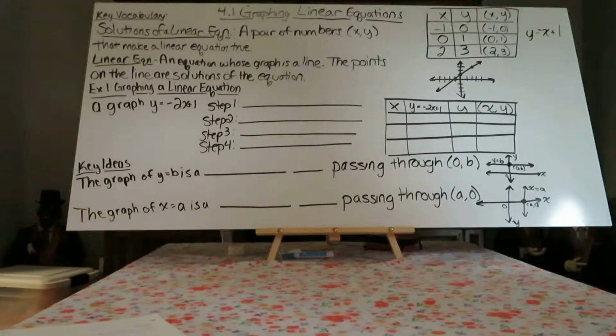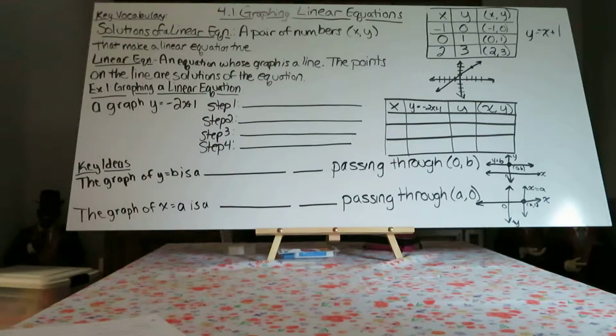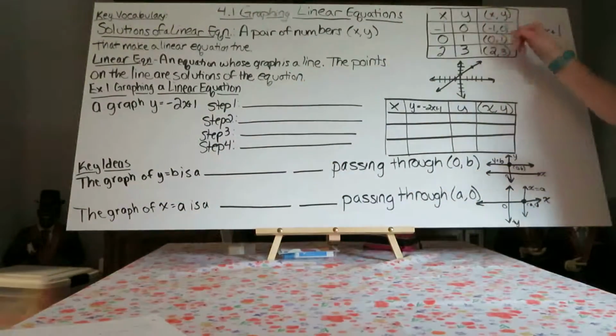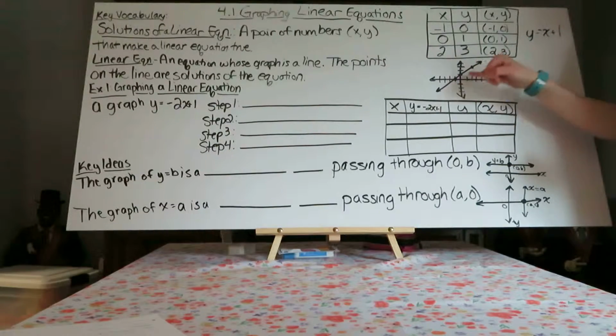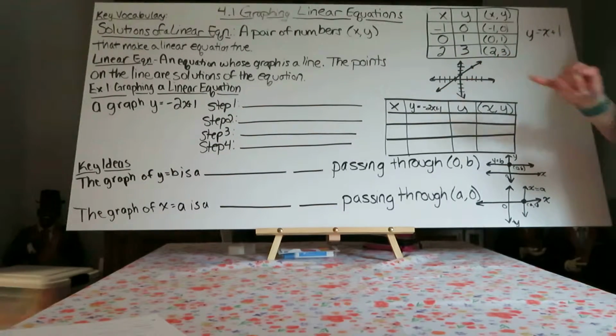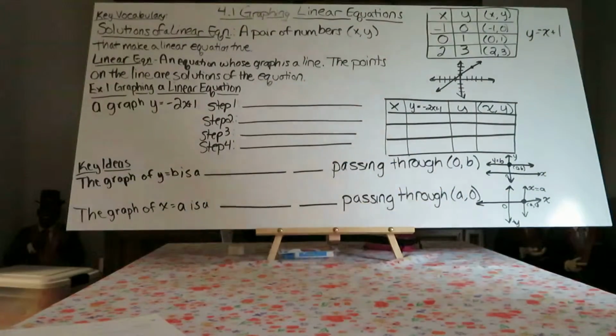A linear equation is an equation whose graph is a line. The points on the line are solutions of the equation. So if we were to take these ordered pairs and plot them, a linear equation is always going to have a line as the drawing.